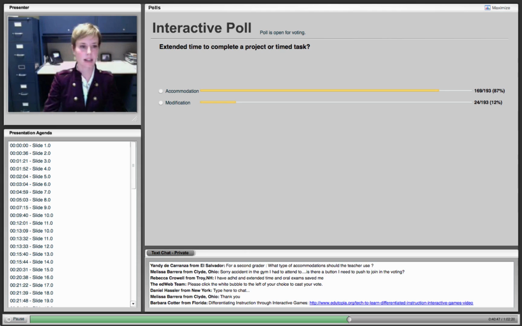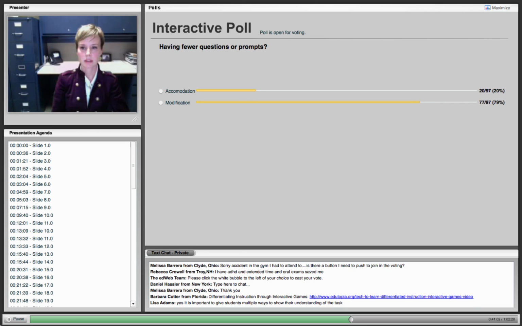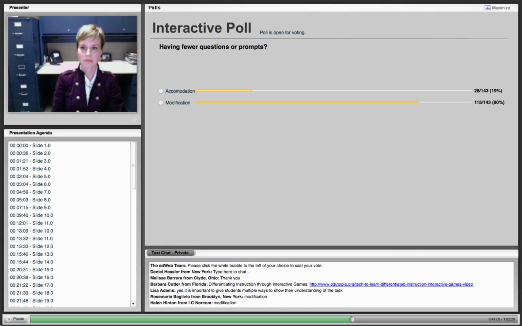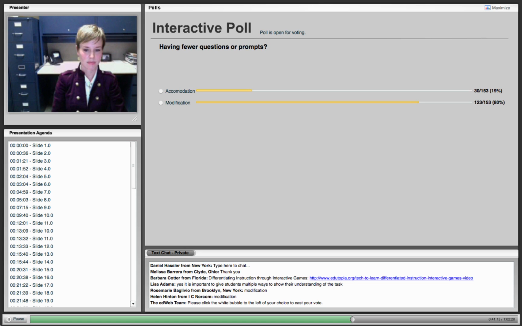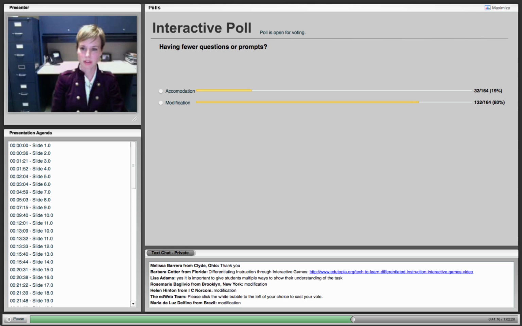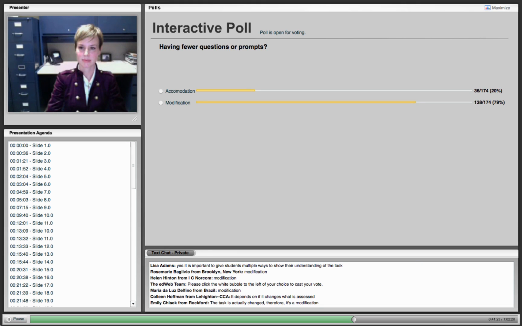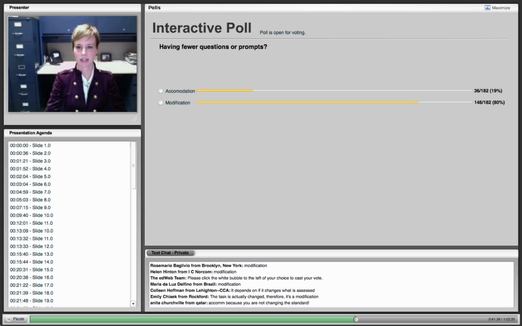All right, it looks like 88% said accommodation. All right, and here's the last one. What about fewer questions? Accommodation or modification? Oh, I think, well, modifications is winning on this one. So it looks like accommodations won on the first two, and modifications is winning on this one. All right, almost 80% said modifications on this one.